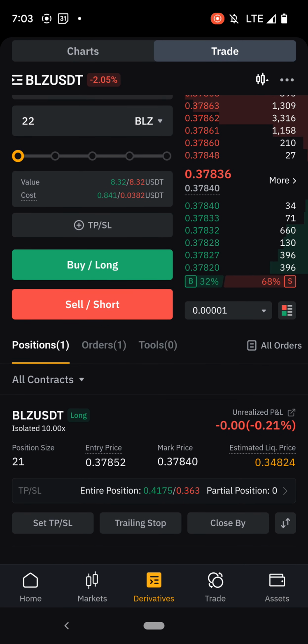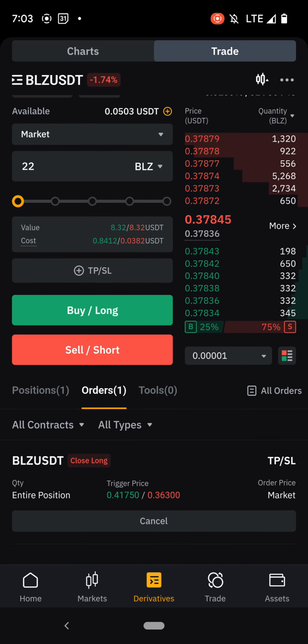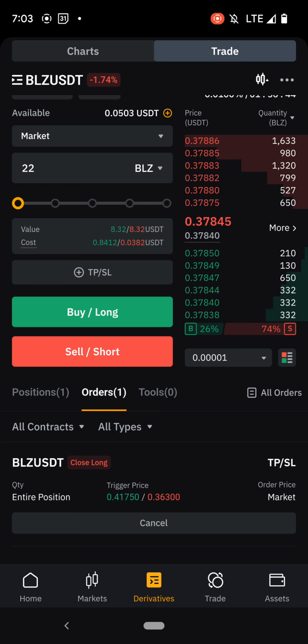And in order for you to be sure that you have actually confirmed it, you check it at others. Yes, you see BLZ, TP, and SL. If you don't see it here and on others, just know you have not placed your stop loss and take profit. Once you can see it on others, you are good to go. You can decide to cancel it and set a different stop loss and take profit.